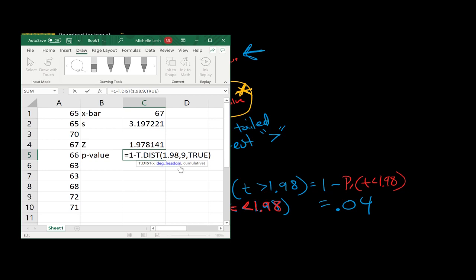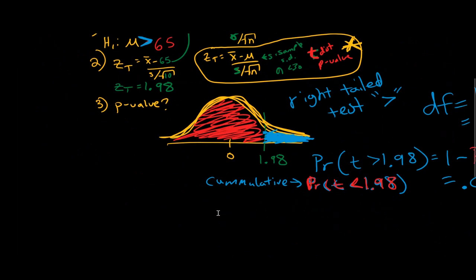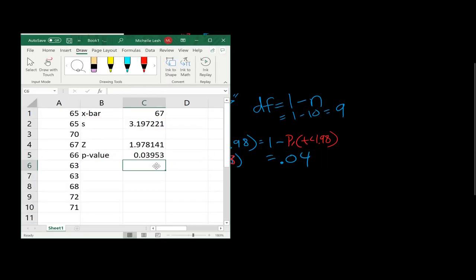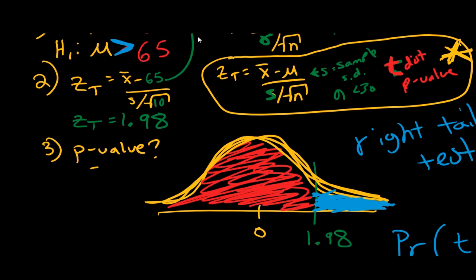Degrees of freedom, remember, is always, let me write this down, n minus 1. In this case that was 10 minus 1, which is 9. So what is my p-value? We calculated it, press enter: 0.0395, which rounds to 0.04. Let me write that down here. My p-value equals 0.04.